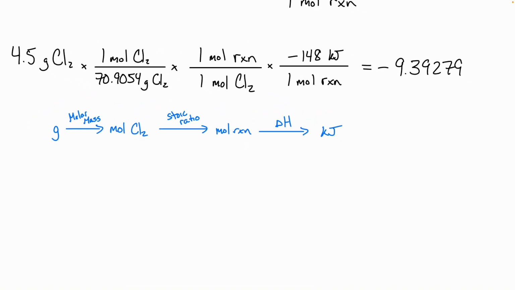Okay, and then so my units are going to work out to be what here? Kilojoules, right? The grams canceled out when I did my molar mass. Moles of chlorine canceled out from my stoichiometric ratio. And then from my delta H value, moles of reaction canceled out, leaving me with just units of energy, just units of kilojoules. And then my last step is, of course, sig figs.